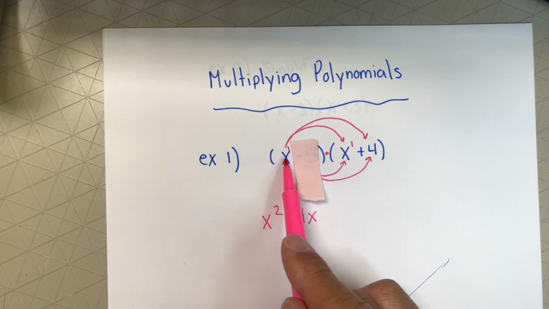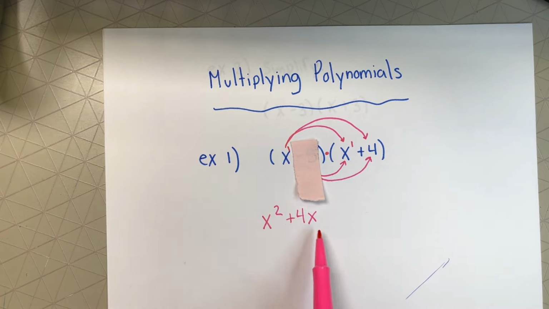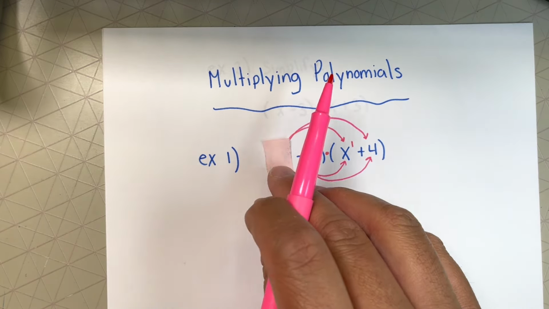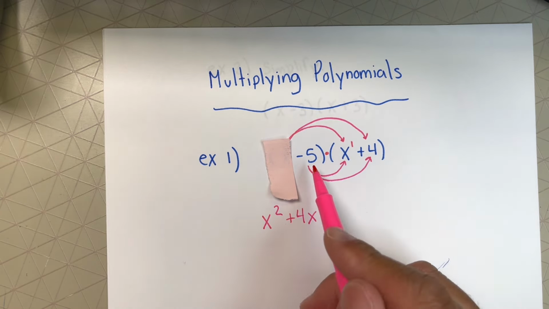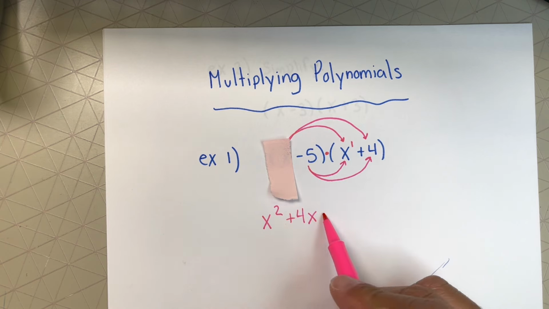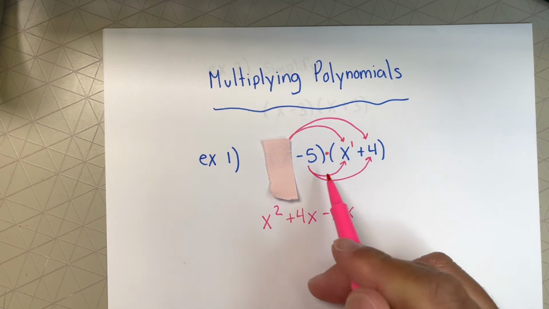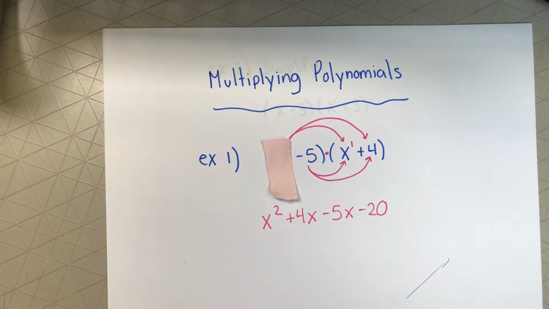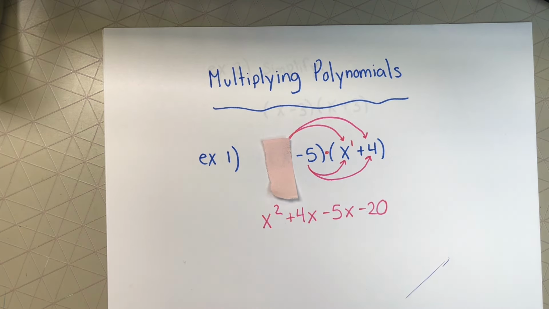Now, once I distribute the x to the x and the 4, I'm technically done because I have two terms, so I'm going to move this, and I'm going to cover up the left side because now I'm going to focus on the -5. -5 times x, again, they don't have anything in common, so just stick them together. It's going to be -5x, and then -5 times 4 is going to be -20 because I can actually multiply two numbers.